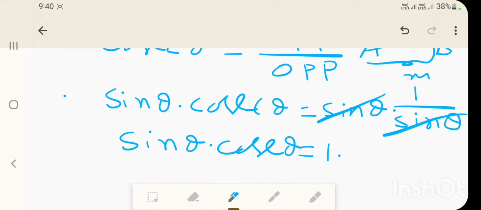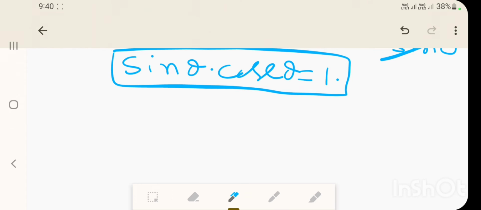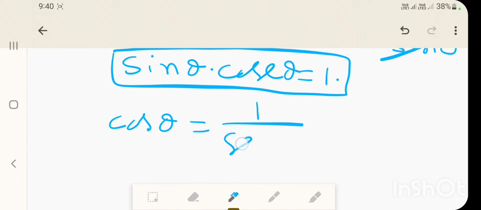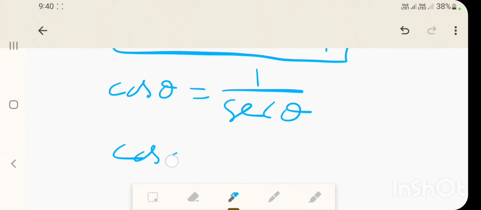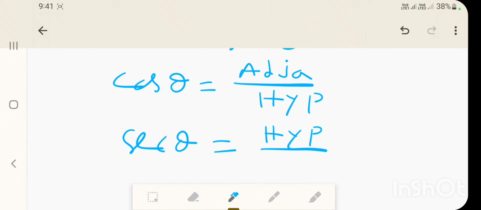One relation we have is sin theta into cosecant theta equal to 1. Similarly, we have another relation, that is cos theta is 1 by secant theta, and we know the definition of cos theta: the length of the adjacent side divided by the hypotenuse, and secant theta is the reciprocal of this cos theta, that is, the length of the hypotenuse divided by the length of the adjacent side.